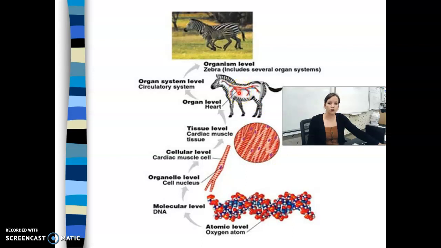And if we include the heart and the veins and the arteries that extend out, that is the organ system level, which in that example is the circulatory system. So we have multiple systems that are coming together to allow these zebras in this example to be able to function. So when we're talking about levels of organization in biology, we're referring to the cell being the basic unit and it just building from there.